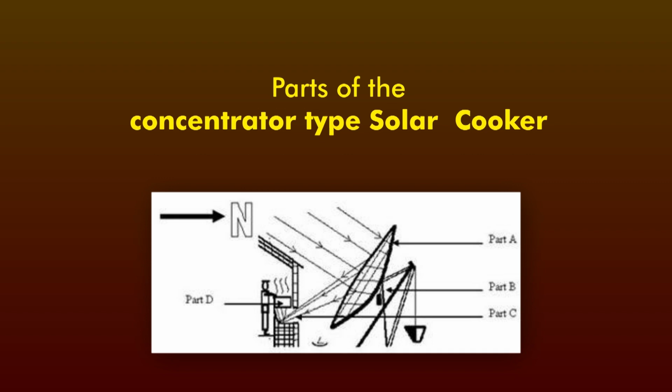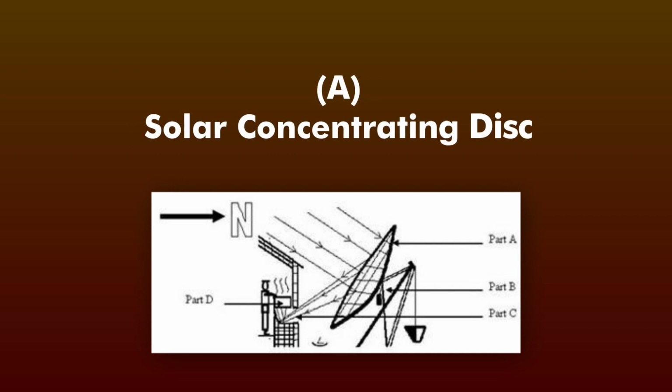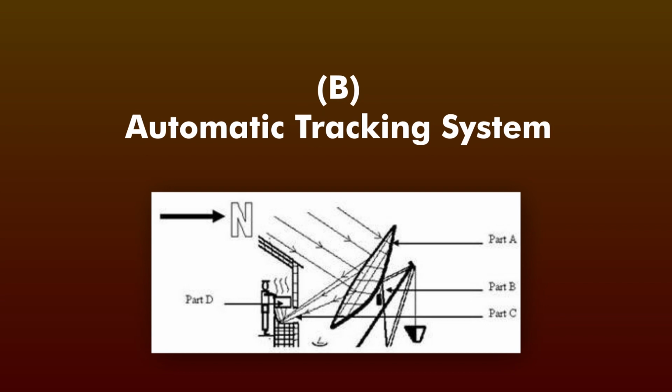Now we will discuss the parts of the concentrator type solar cooker. So here you can see in the diagram. As you can see, part A is the solar concentrator disc, basically called the primary reflector. The disc helps in concentrating solar energy to the focal length. The second part, denoted in this diagram as B, is called the automatic tracking system. With the help of this simple automatic mechanical tracking system, the solar disk rotates in the direction of the movement of the sun to give continuous and accurate solar energy concentration.